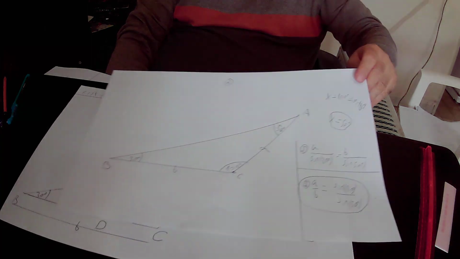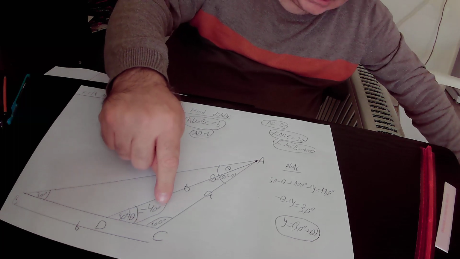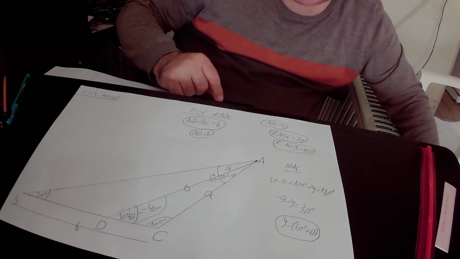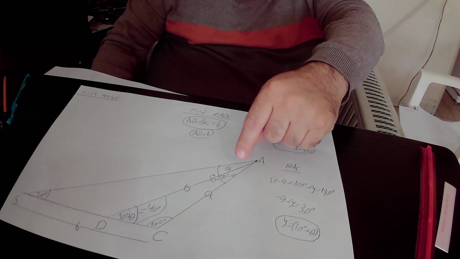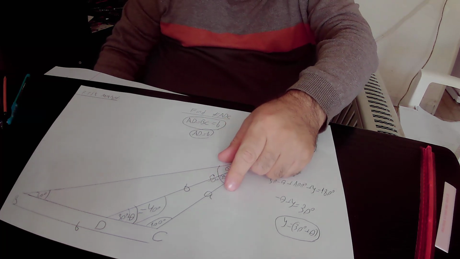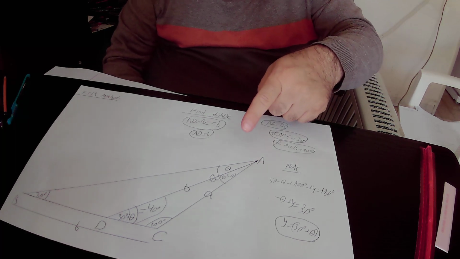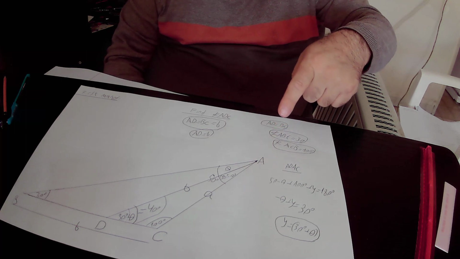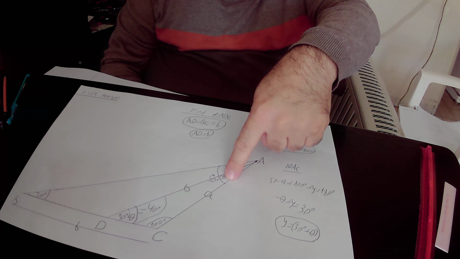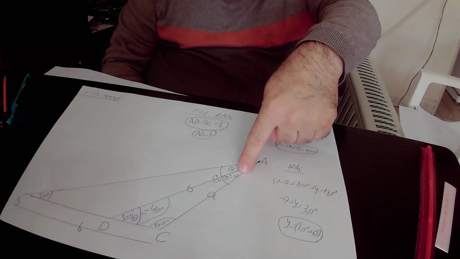Then I copied triangle ADC in a new page and we implemented the law of sines in this triangle ADC. But before that, we just found out that angle BAC equals 50 degrees. This angle equals 50 degrees. So if we define angle BAD as theta, then 50 degrees minus theta will be equal to this angle that is actually angle DAC. Therefore, angle DAC equals 50 degrees minus theta.